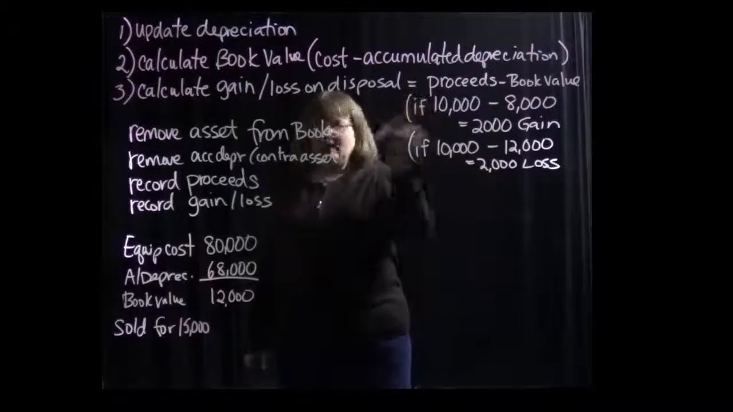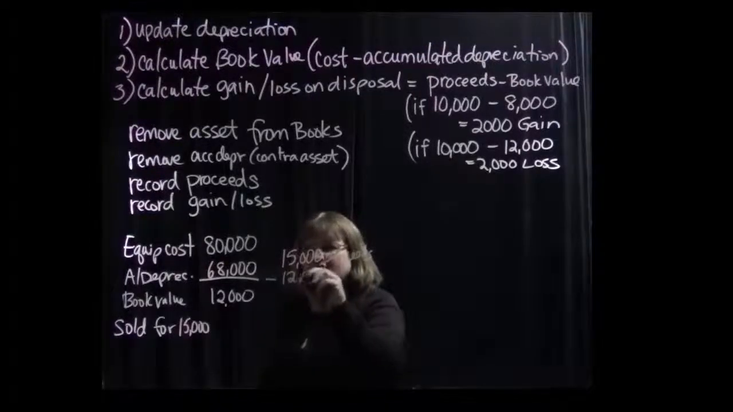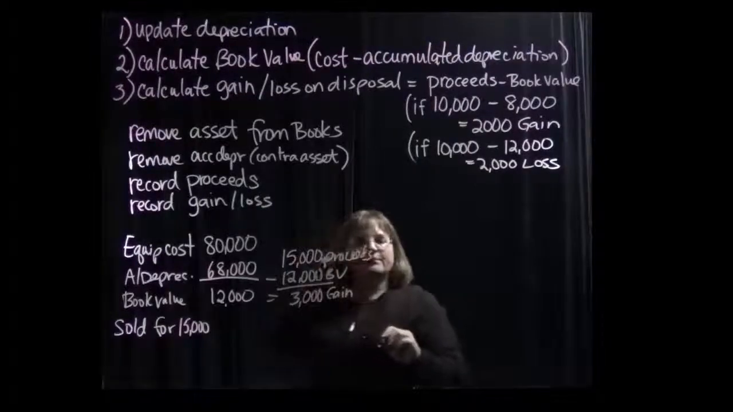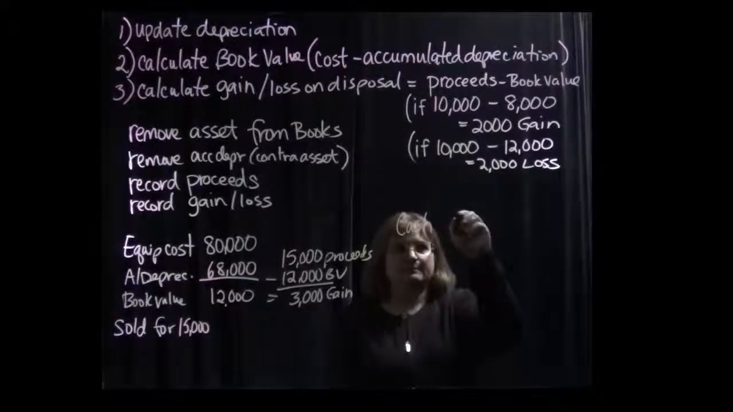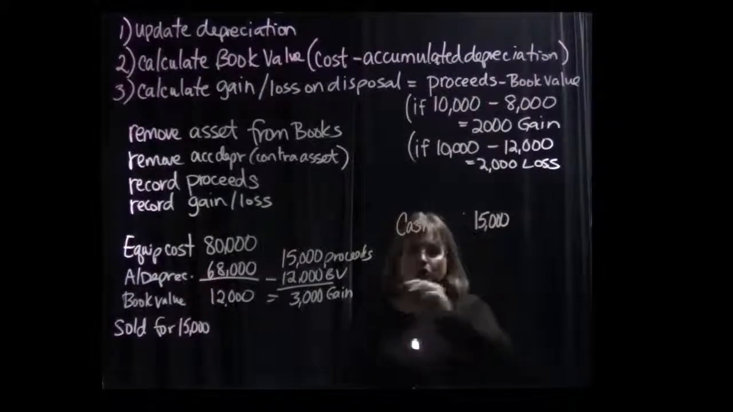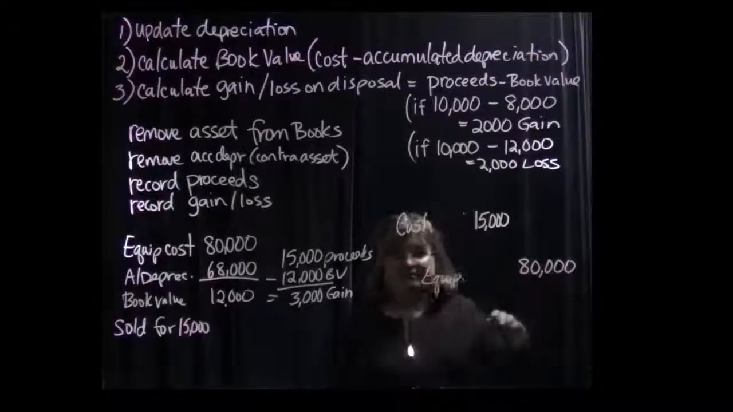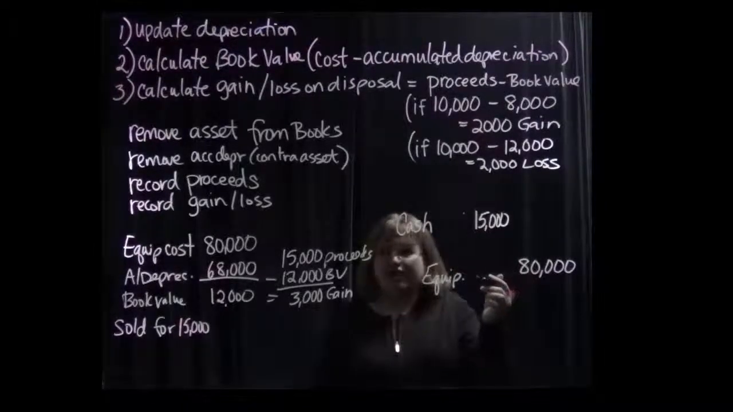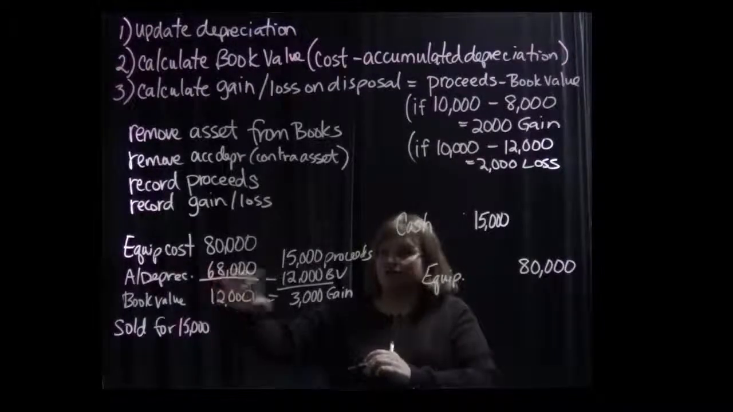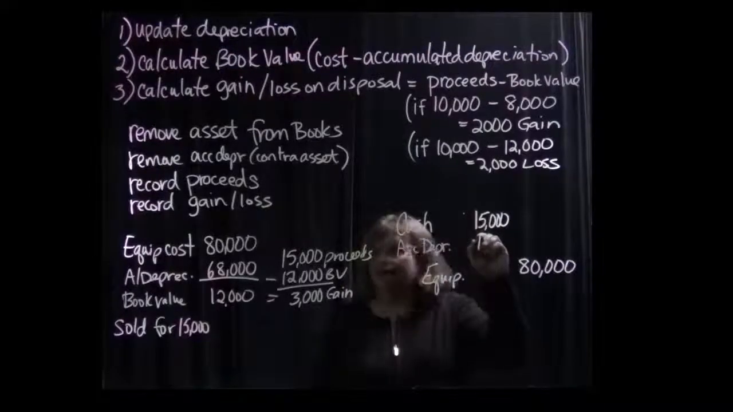We would then calculate the gain or loss as the proceeds of $15,000 minus the $12,000 book value. That would give us a $3,000 gain. Okay? The journal entry we would make would be to receive cash of the proceeds of $15,000. So we would debit cash. We're going to credit the equipment for its cost value because the equipment currently has that original cost value as its debit balance. So to remove that debit balance, we want to credit it for $80,000. The accumulated depreciation, on the other hand, has a credit balance of this $68,000. To get rid of that balance, then we need to debit the accumulated depreciation account for that $68,000.